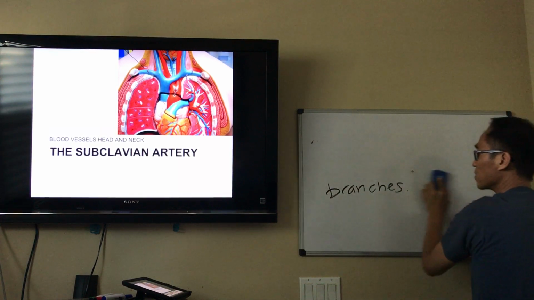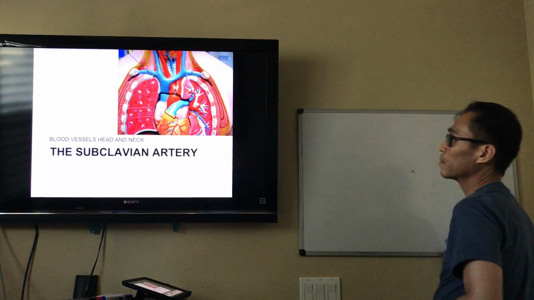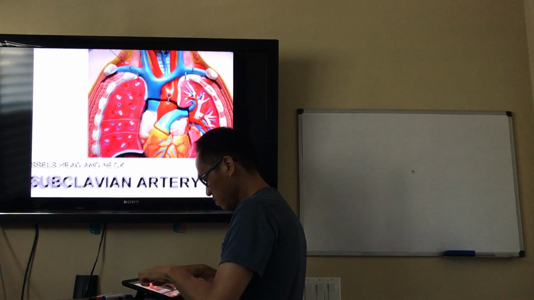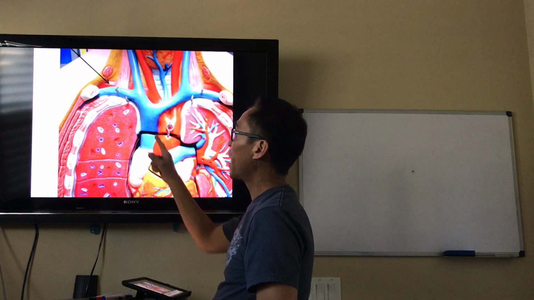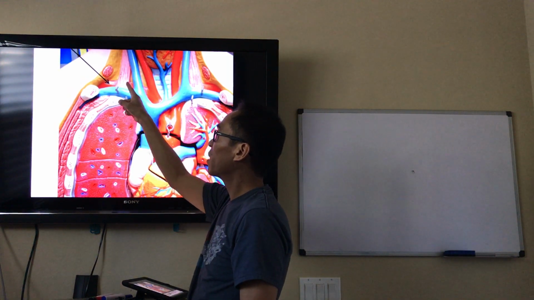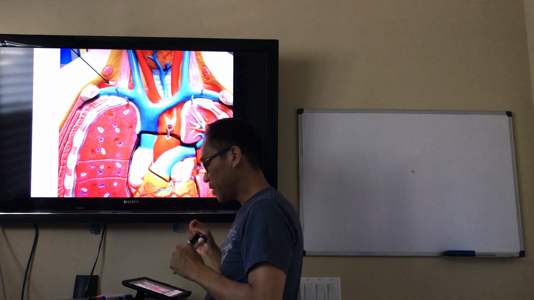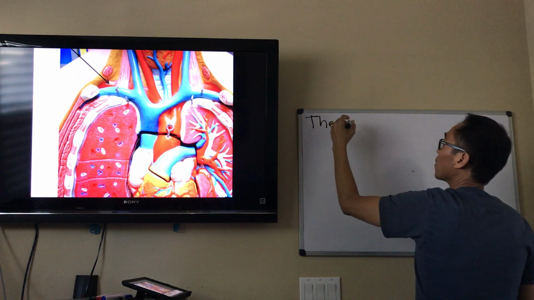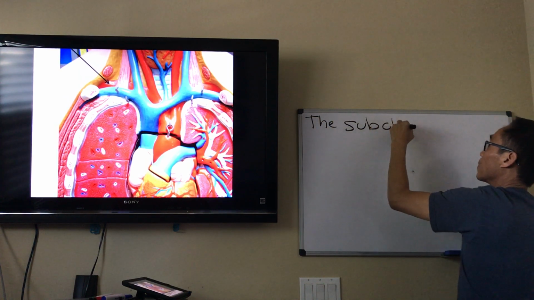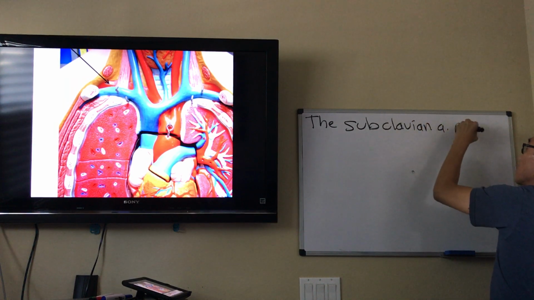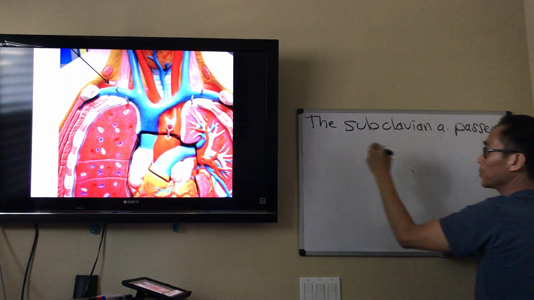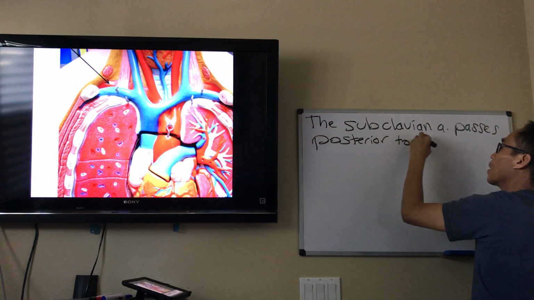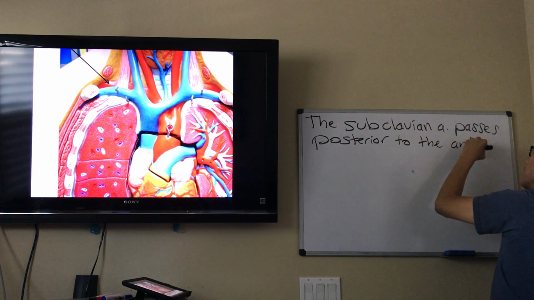Got a picture of the torso there. And if you remember what we had talked about, our landmark muscle, the black arrow is pointing to subclavian artery. Remember, it passes posterior to the anterior scalene. So let's write that down again in case you forgot. Subclavian artery passes posterior to the anterior scalene.